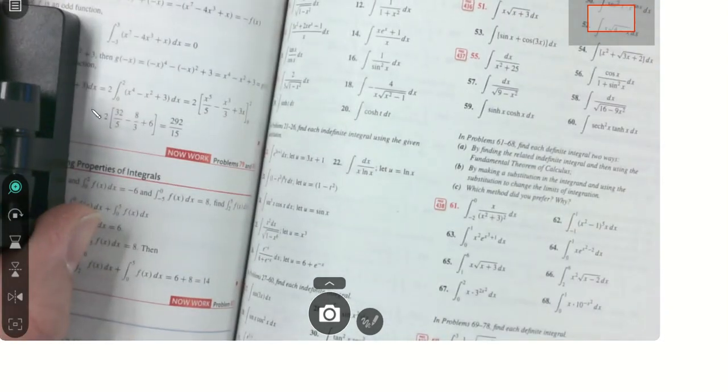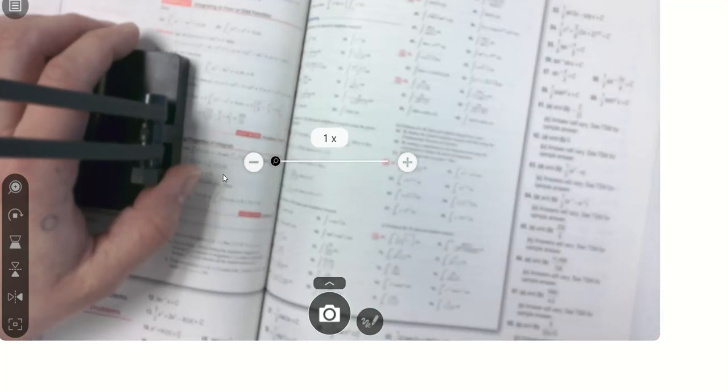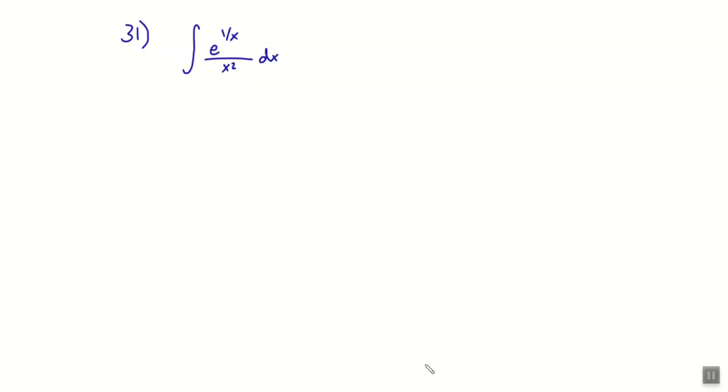Why won't this focus? What? I don't think that has anything to do with my focus. I'm going to try this. Okay, we're going to pause it so that we don't try.